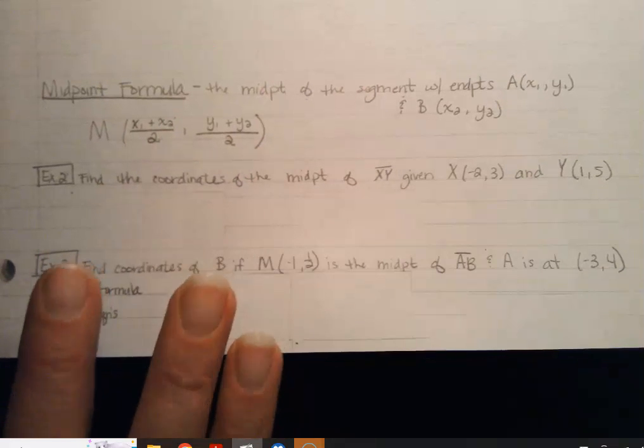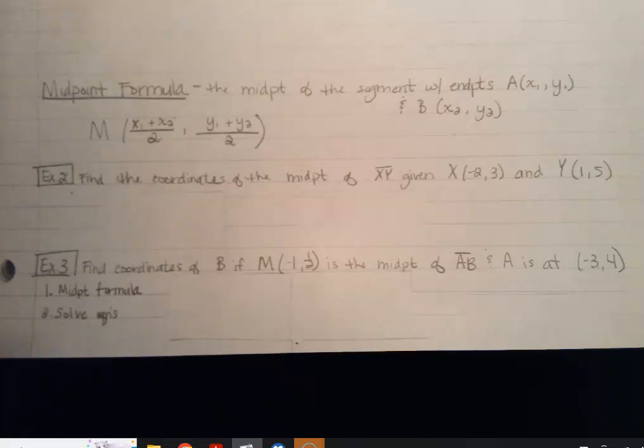Okay, so we could do examples 2 and 3. Example 2, find the coordinates of the midpoint of XY, given X is (-2, 3). So that's going to be our x1, y1, and Y is (1, 5). So that's going to be our x2, y2. All right, so we just plug them in, we substitute them into the formula. So M equals, or M is, there's no equal sign there, and we just go to work.